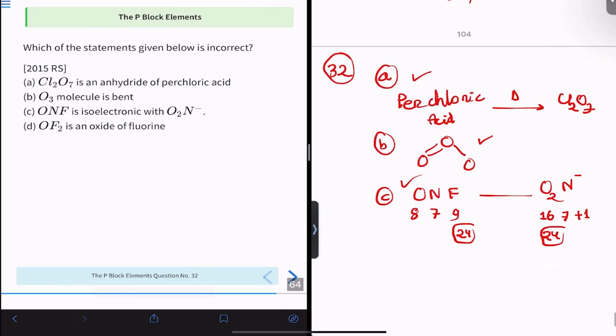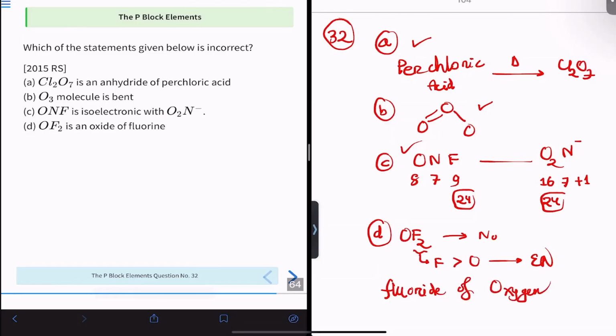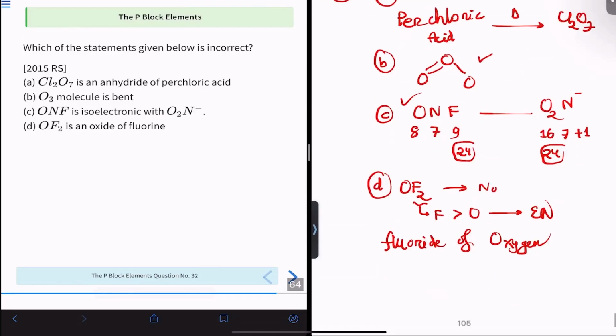So are they isoelectronic? Yes. Option D says OF2 is an oxide of fluorine. Is it an oxide of fluorine? No. Since you know fluorine is more electronegative than oxygen, OF2 is a fluoride of oxygen, because fluorine is more electronegative. So option D is incorrect. They asked which one of the following is incorrect, so option D.